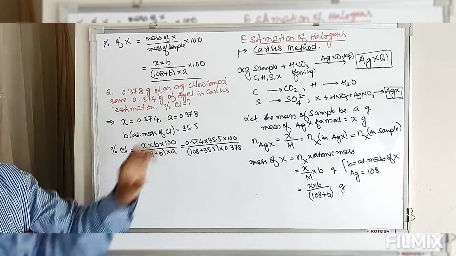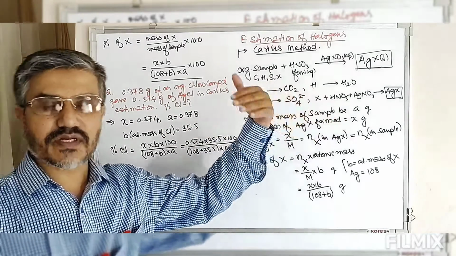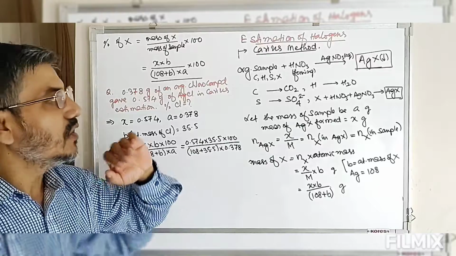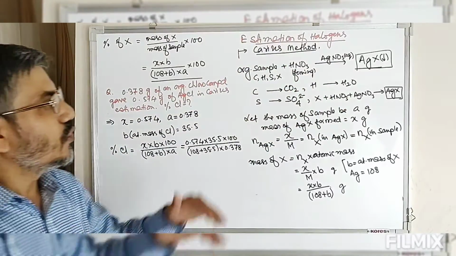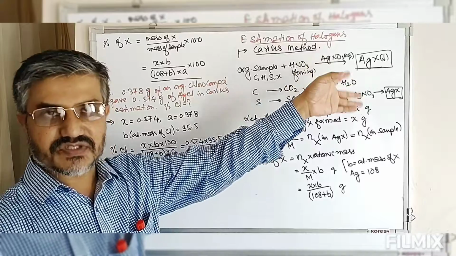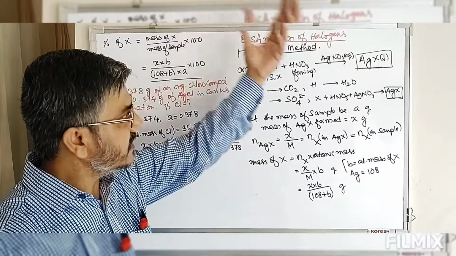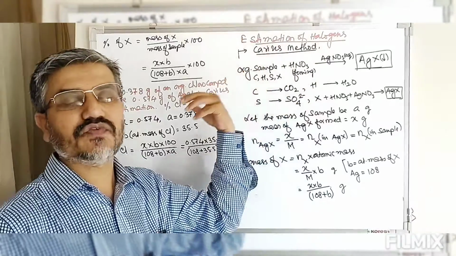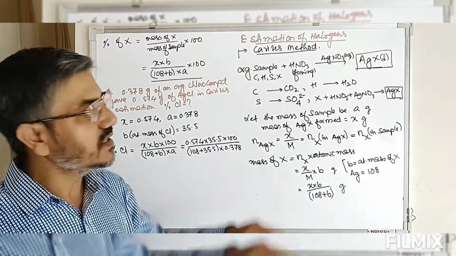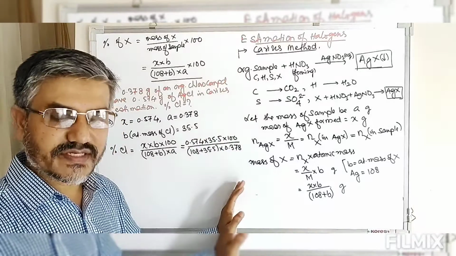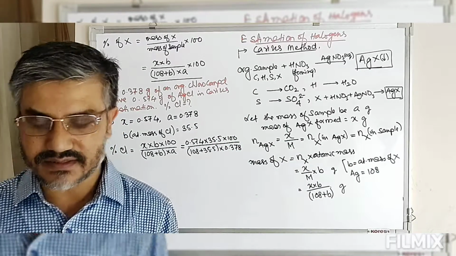Now look at this, for this you don't have to explain. Now what we require is: in which particular form is halogen being estimated, what is the name of the method employed for this estimation of halogen, what is the reagent used for the precipitation of halogen, and what is the particular specific reagent used for oxidation of this organic sample. So that is fuming nitric acid, and this is what we call the estimation of halogen by Carius method.